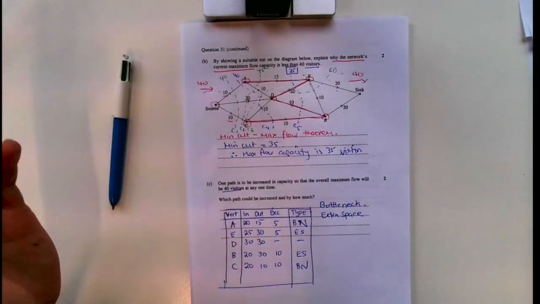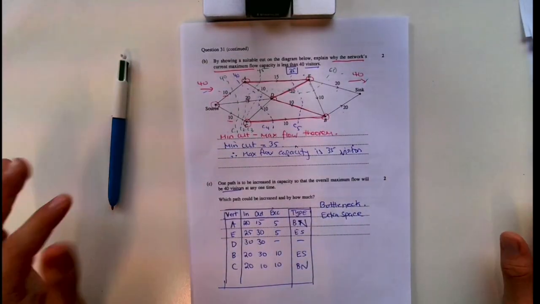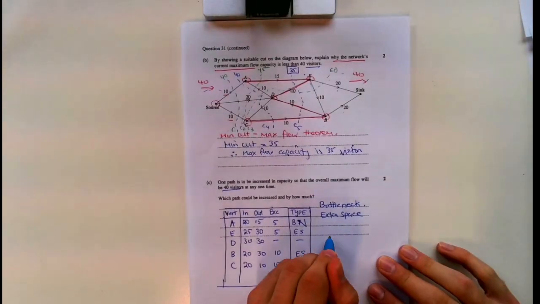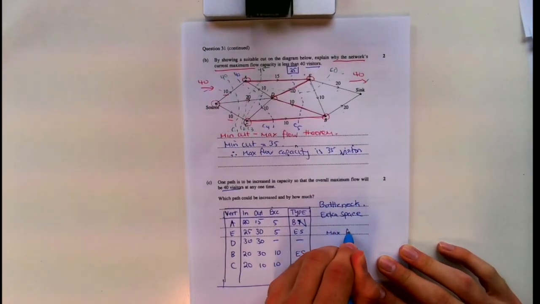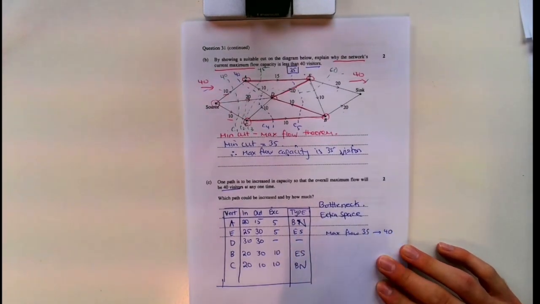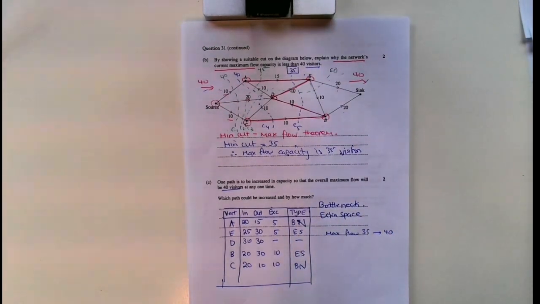All right. There's a lot of work, but we still haven't answered the question yet. They're saying, which path can be increased and by how much? So currently, the min cut, or the max flow, is 35, and we need to make it 40, right? So all we need to do is allow 5 more people to get through this network. The way that we can do that is by pairing up a bottleneck and an extra space.